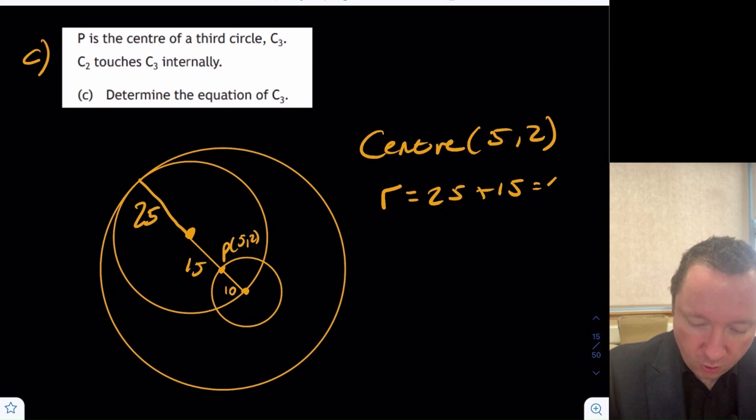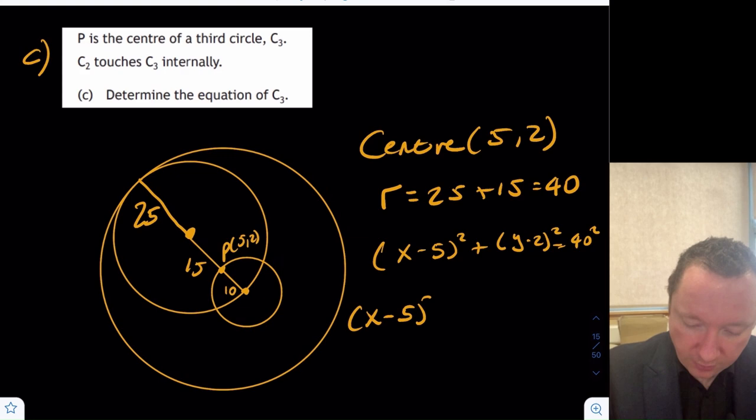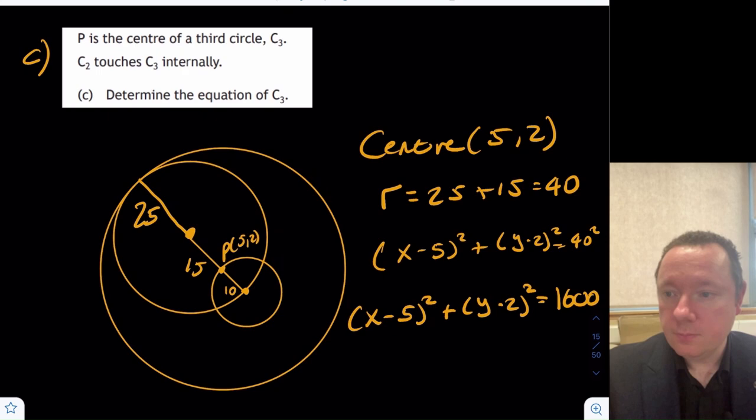So now we've got everything we need. We can just write down the equation of our circle: (x - 5)² + (y - 2)² = 40². Working out 40 squared, you get (x - 5)² + (y - 2)² = 1600. And we're done.